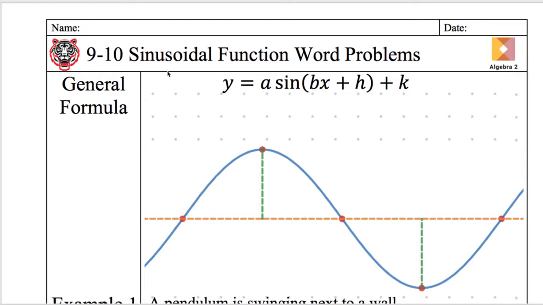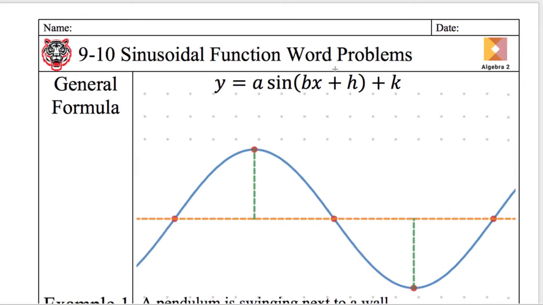This is pre-calculus. We're doing some Algebra 2 review, 9-10. Let's talk about our general formula. So, all the way back, tons of review. General formula. What does A do? The amplitude. Label it in your notes. Amplitude. And while amplitude is always positive, A can be negative. For example, if you go to a minimum instead of a maximum first, your A will be negative.